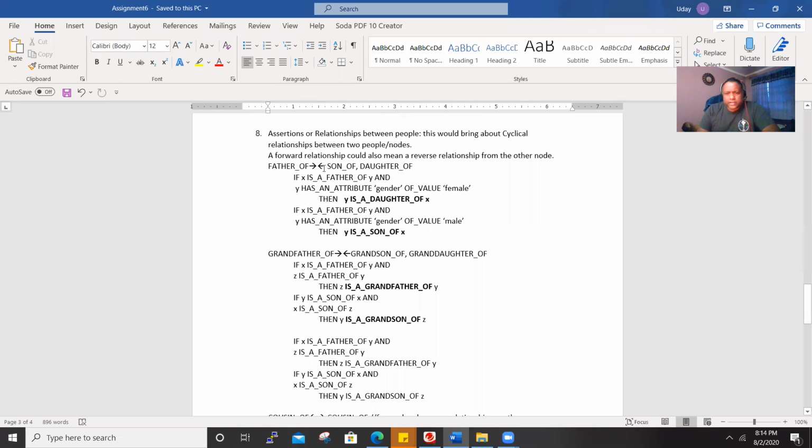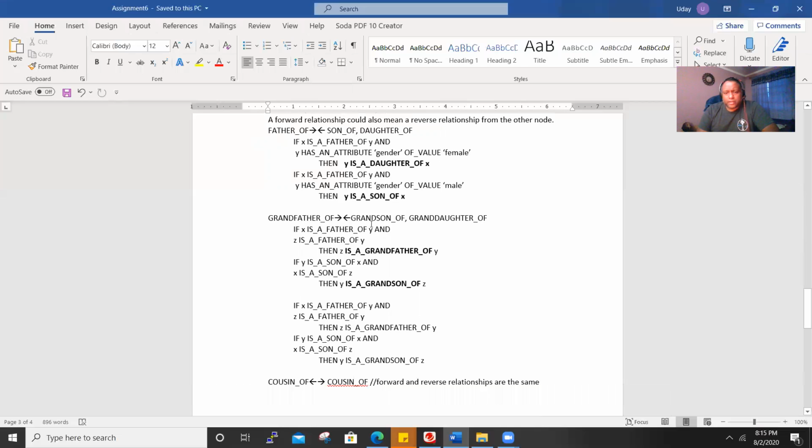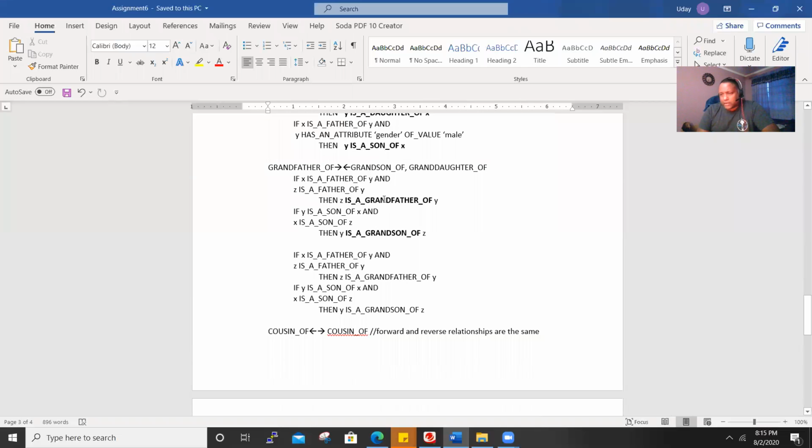There's something called a reverse relationship. If you have father of, the reverse is son or daughter of. So from the top it's father of, and from the bottom, son or daughter of. Now this is very natural for us to know, but we're going to represent it in a data structure. So if X is a father of Y and Y has the attribute gender of value female, then Y is a daughter of X. So this is how we go in reverse from the bottom up. And if X is a father of Y and Y has gender of value male, Y is a son of X.